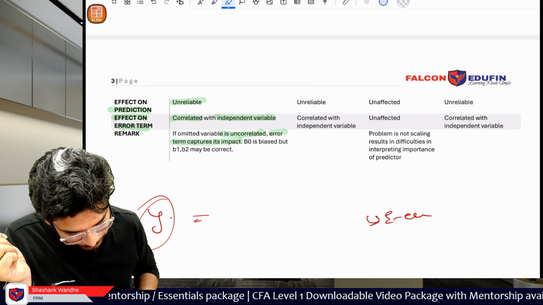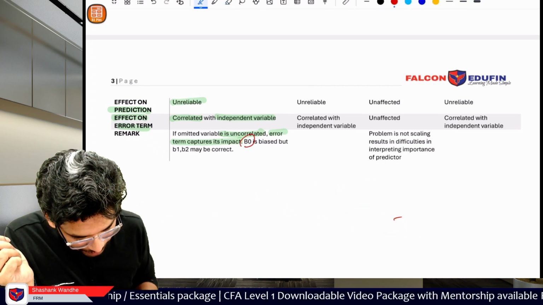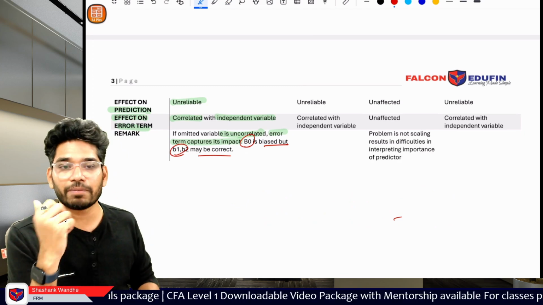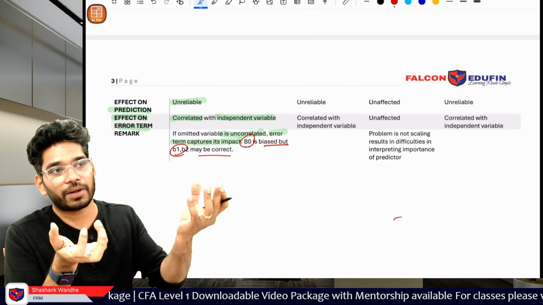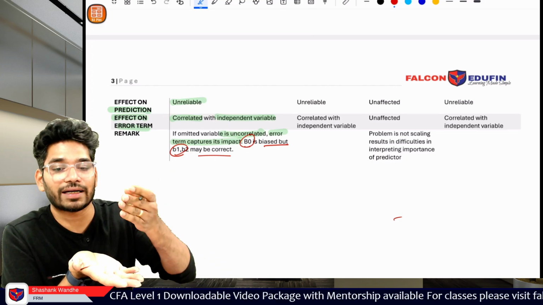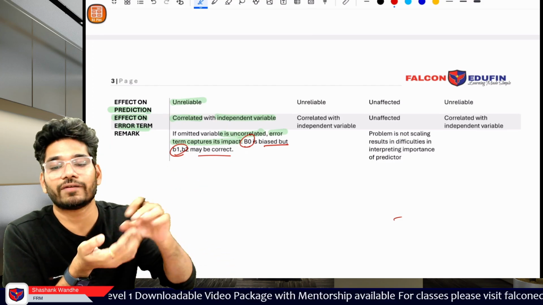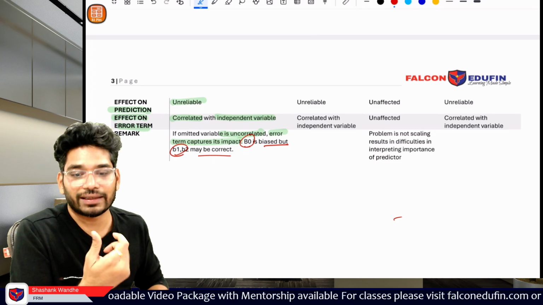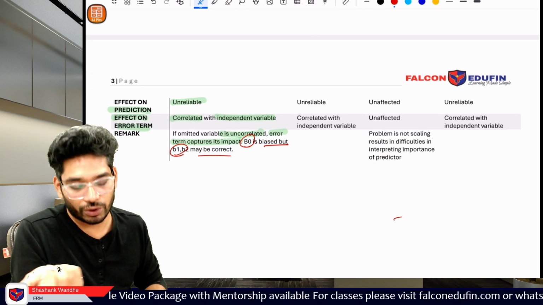In this case, here B0 is biased, but B1 and B2 may be correct. Why are B1 and B2 correct, or may be correct? Because remember, now we are assuming that the omitted variable is uncorrelated with the other terms, the other independent variables. And that's why there may not be any impact on the B1 and B2.